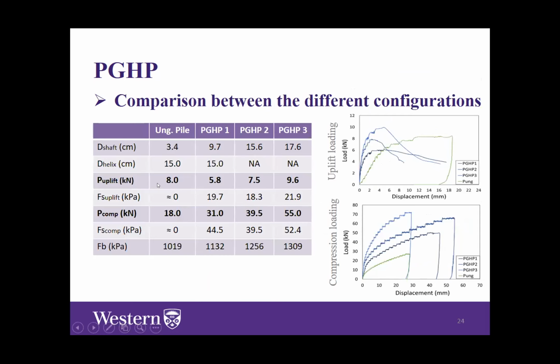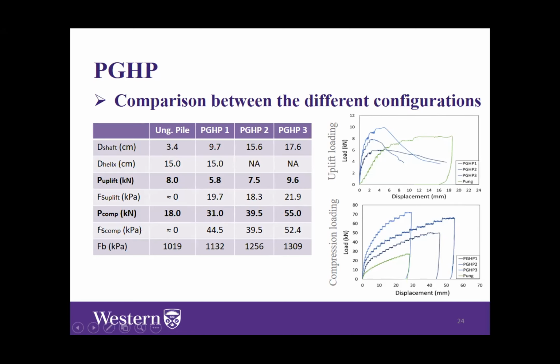As a comparison between the piles, for the uplift capacity, the ungrouted pile, or the classical helical pile, has 8 kilonewton compared to 5.8 for configuration 1, 7.5 for configuration 2, and 9.6 for configuration 3. For the compression, the classical helical pile has 18 kilonewton compared to 31 for configuration 1, 39.5 for configuration 2, and 55 kilonewton for configuration 3, as we can see here.